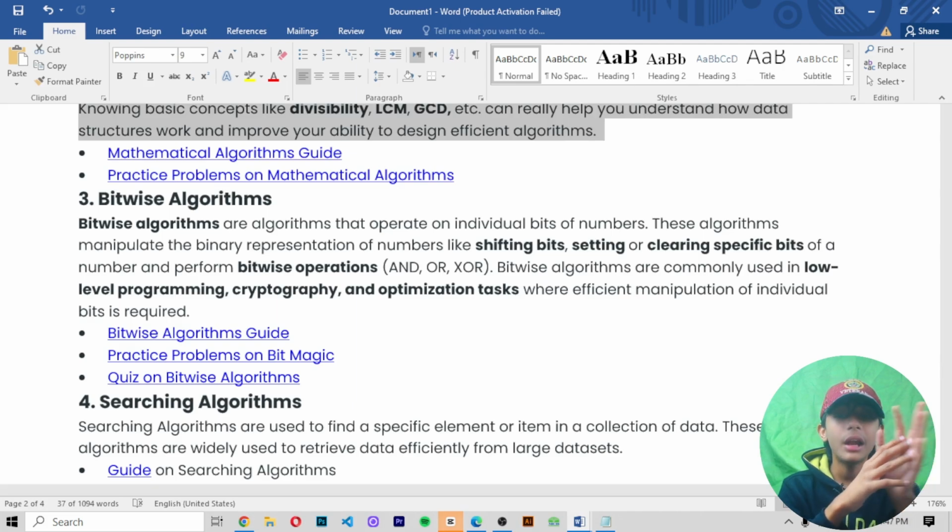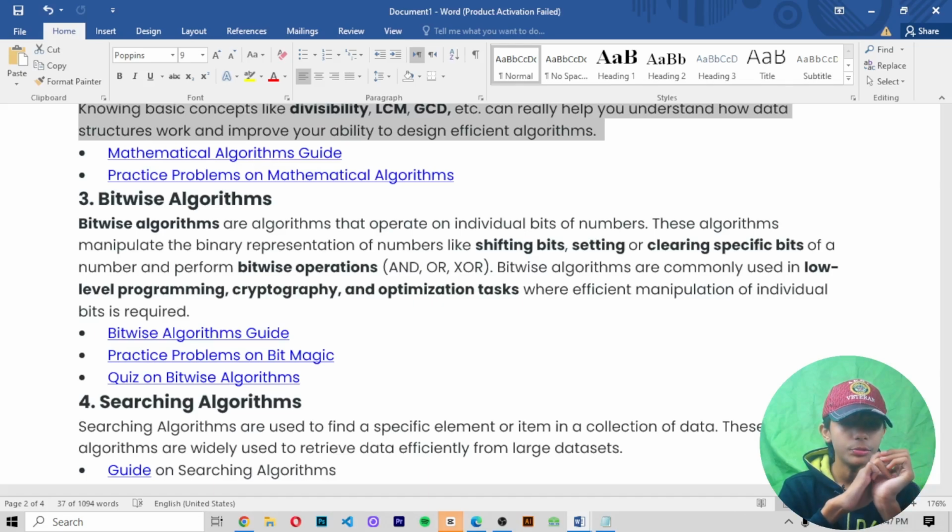Bitwise algorithms are commonly used in low-level programming. In low-level programming, bitwise algorithms are used in things like cryptography and optimization tasks.